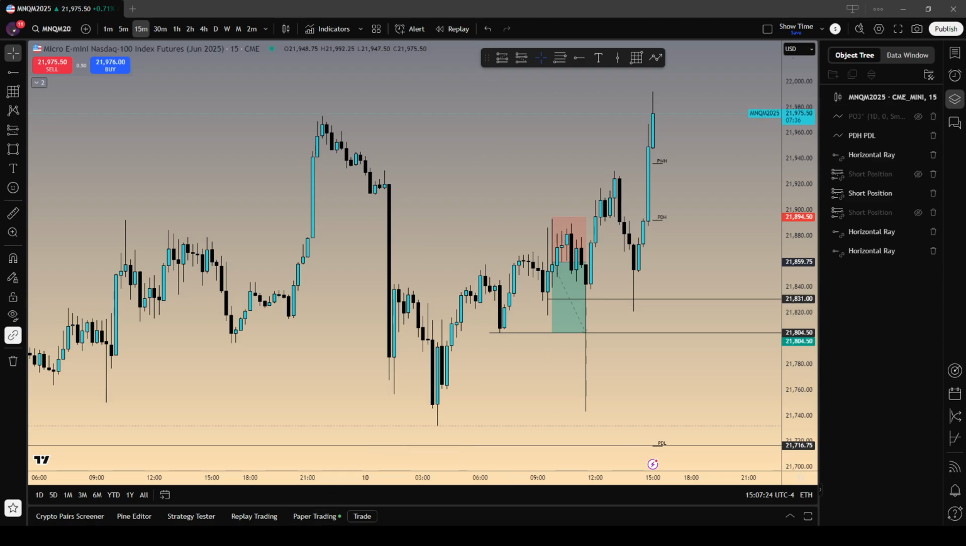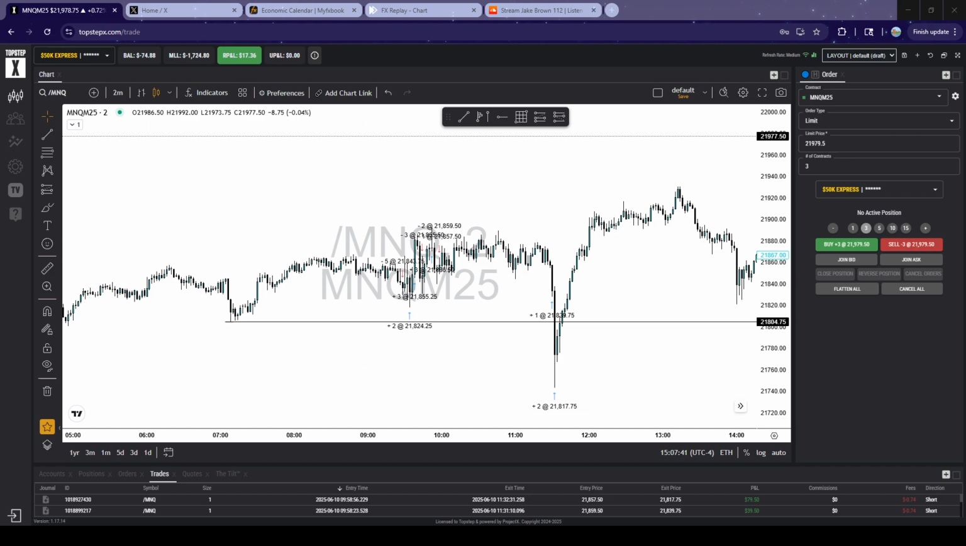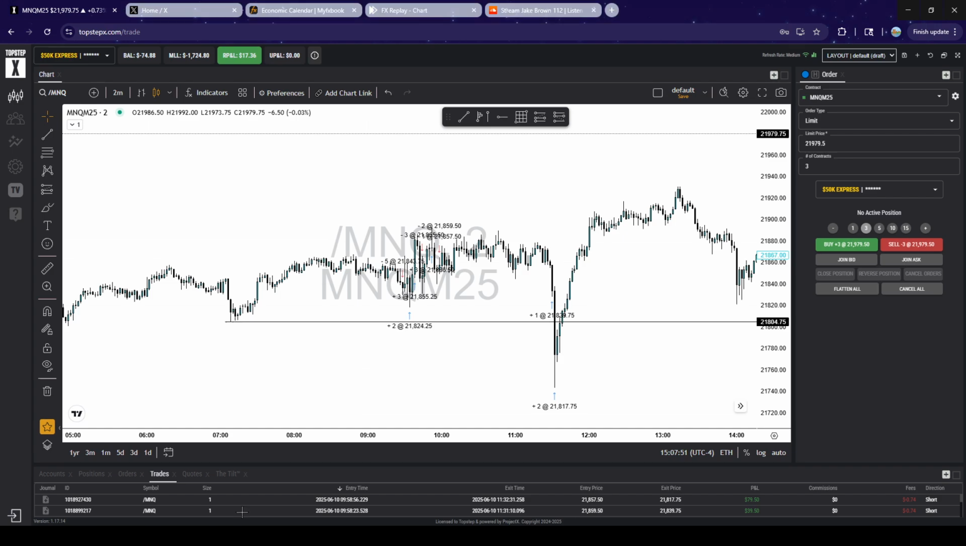Let me just show the executions real fast on the fund or the Express account here. Give me a second. All right. So here's the Express account.